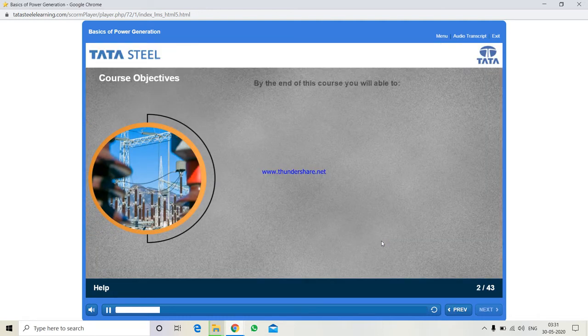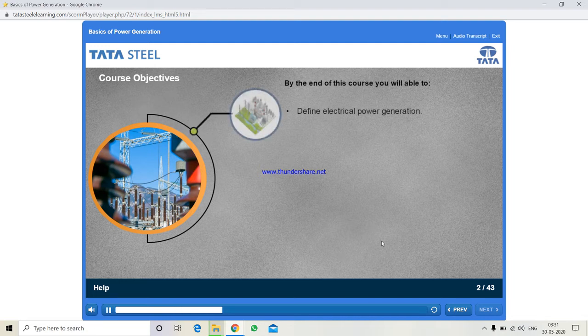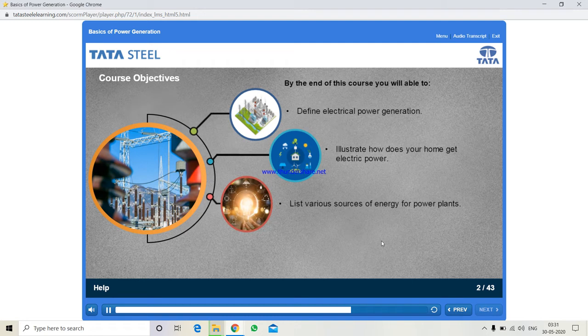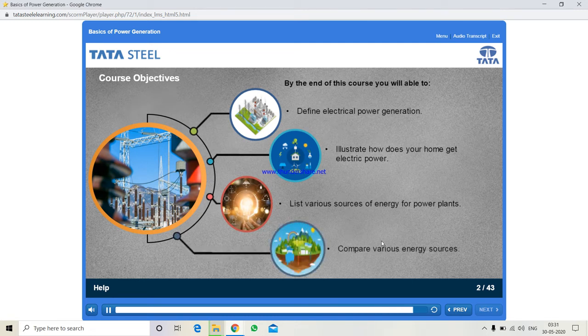Let us look at the objectives. By the end of this course, you will be able to define electrical power generation, illustrate how your home gets electric power, list various sources of energy for power plants, and compare various sources of energy.